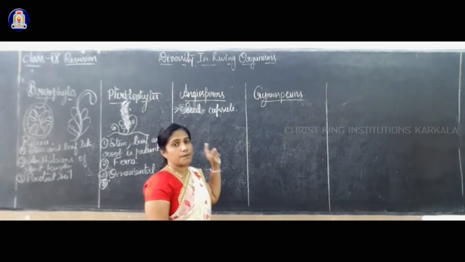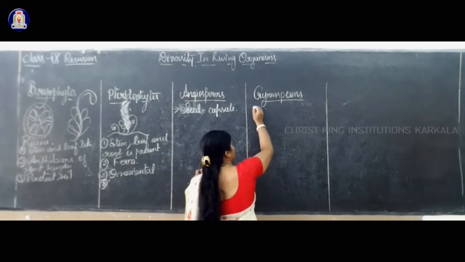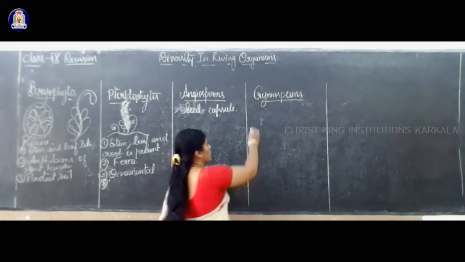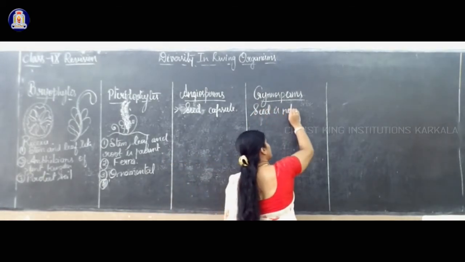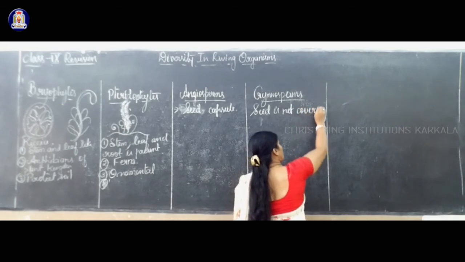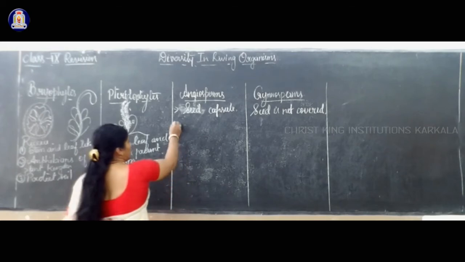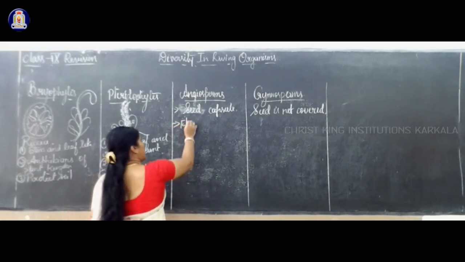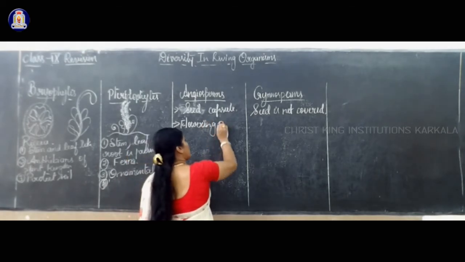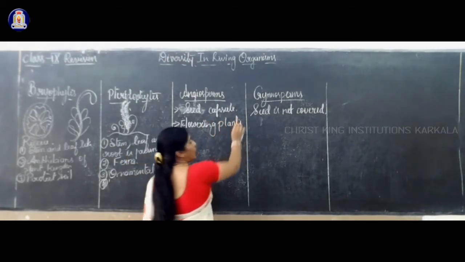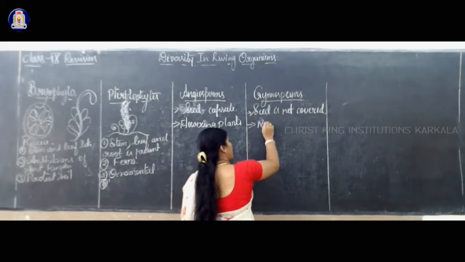Angio means capsule, sperma means seed. Gymnos means naked seed. So the seed is not covered with any structure. Seed is not covered. So that is called gymnosperm. The next one: the majority of flowering plants come under angiosperm. Here it is called a non-flowering plant.